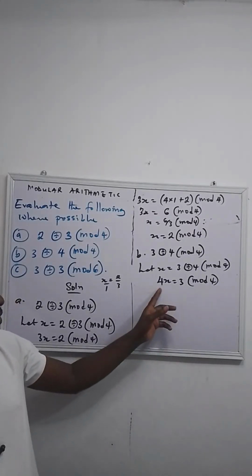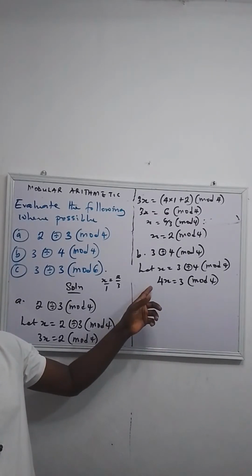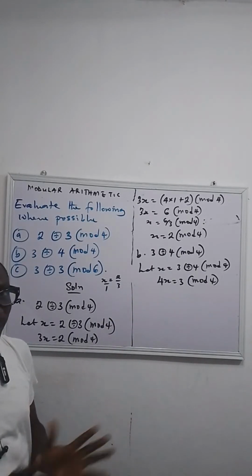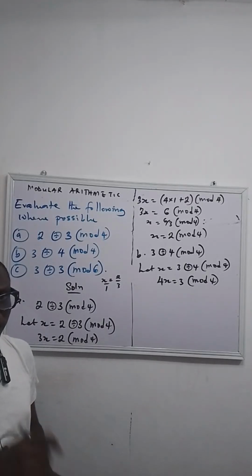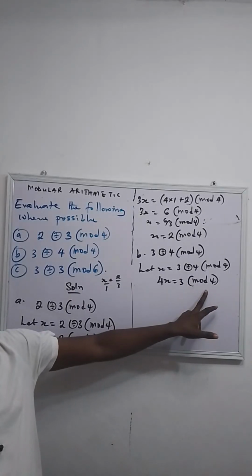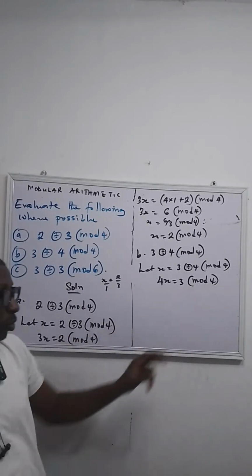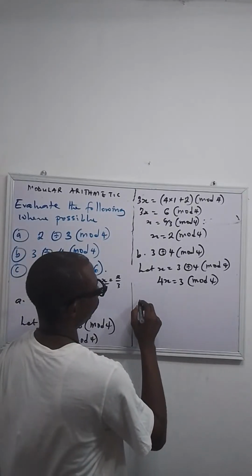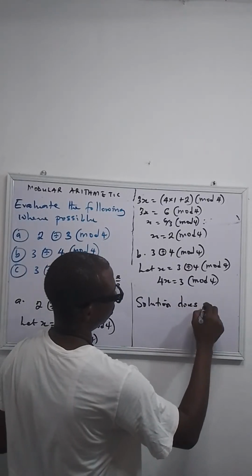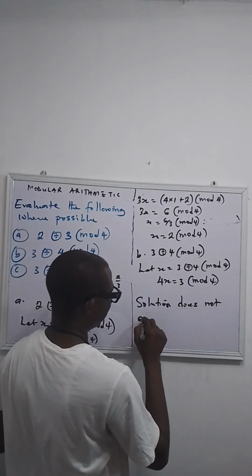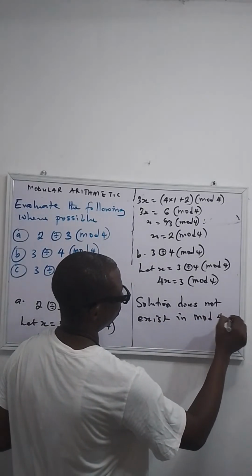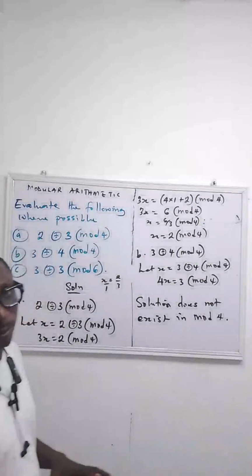And since you want to divide by an even number, there's no way you're going to have a solution in that modulo. So in this case, a solution does not exist in modulo 4. It can exist in other moduli. So we just conclude by saying the solution does not exist in modulo 4, and that's going to be the answer to that problem.